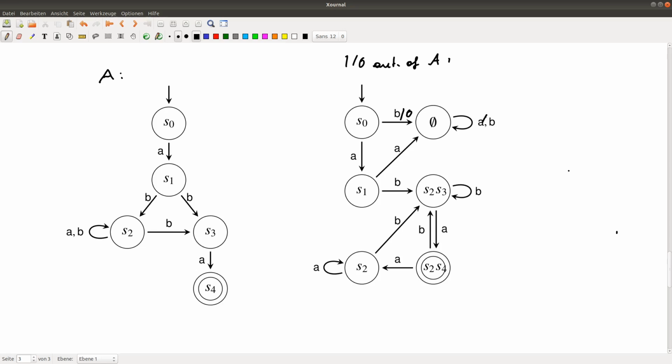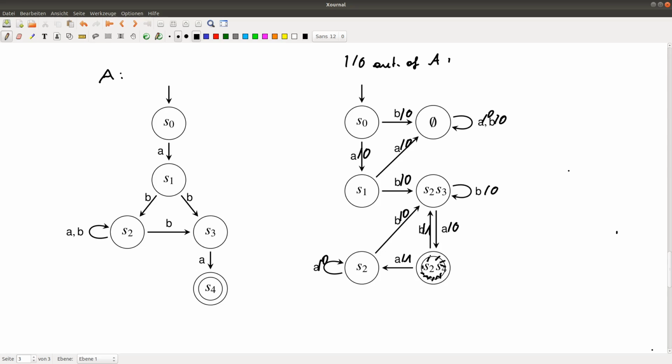So these are the most edges. We simply add /0 here. And we have only one final state. This is S2, S4. And here we have to be a bit careful, because here we add /1 for both, for A and B. Yeah, and then we remove the double circle here, because an I/O automaton does not have any final state. And that's already the translation into an I/O automaton.